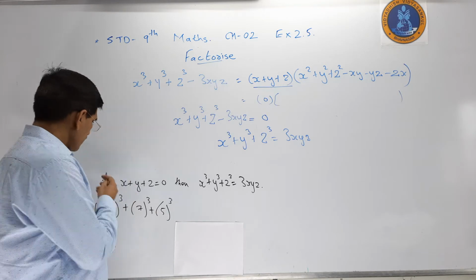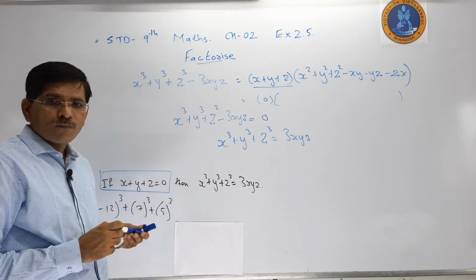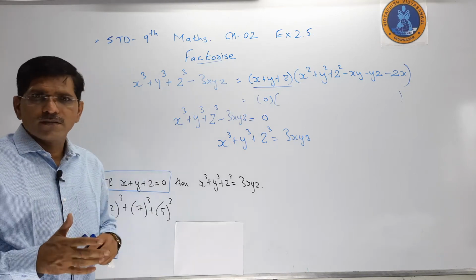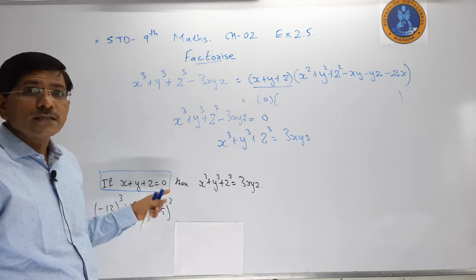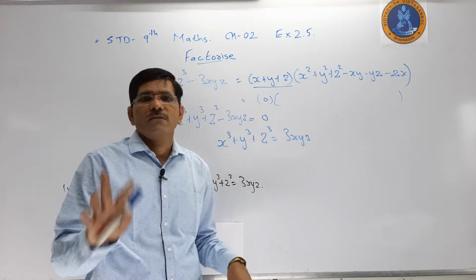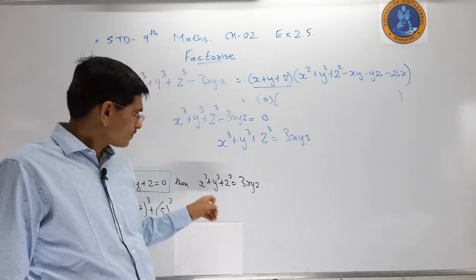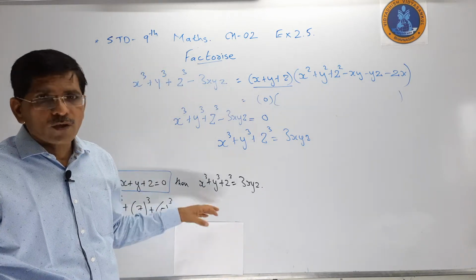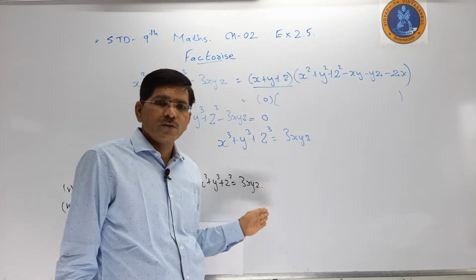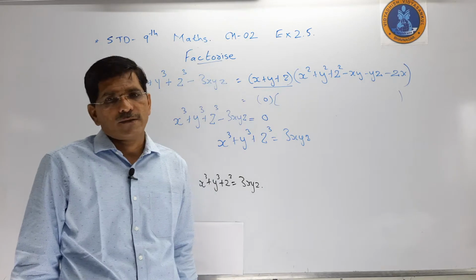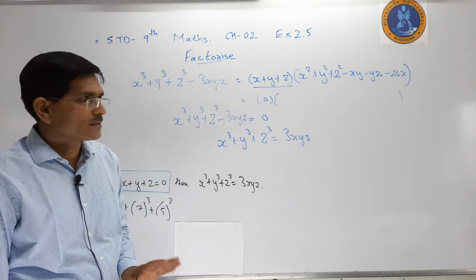If the sum of the three digits, whatever you are assuming, is 0, then we cannot compute the cubes of those three terms directly. We directly multiply 3 into x into y into z, and we can get the answer.